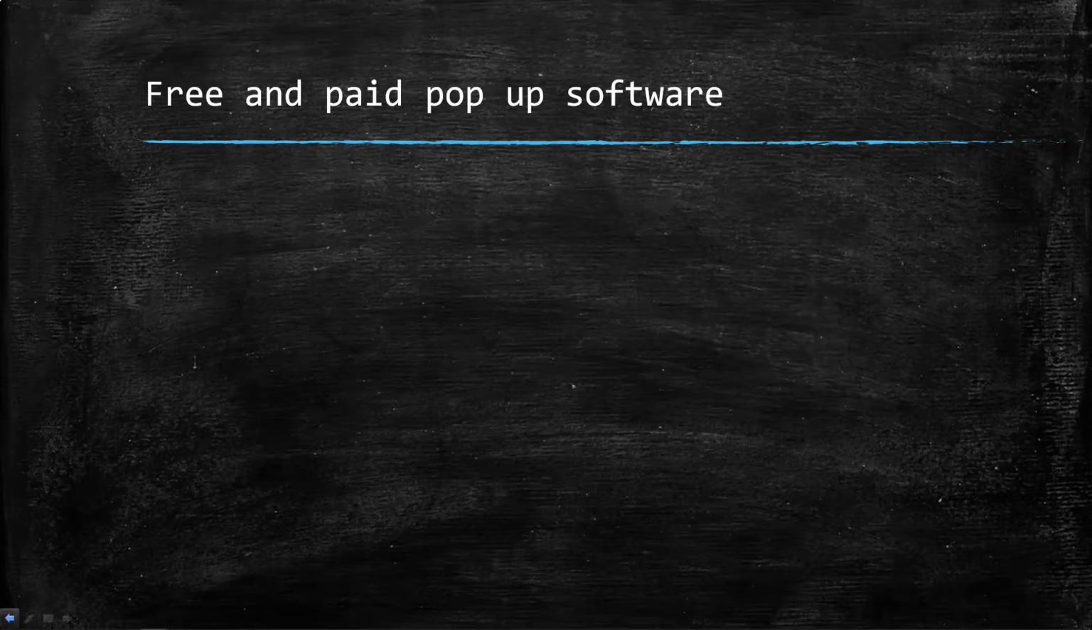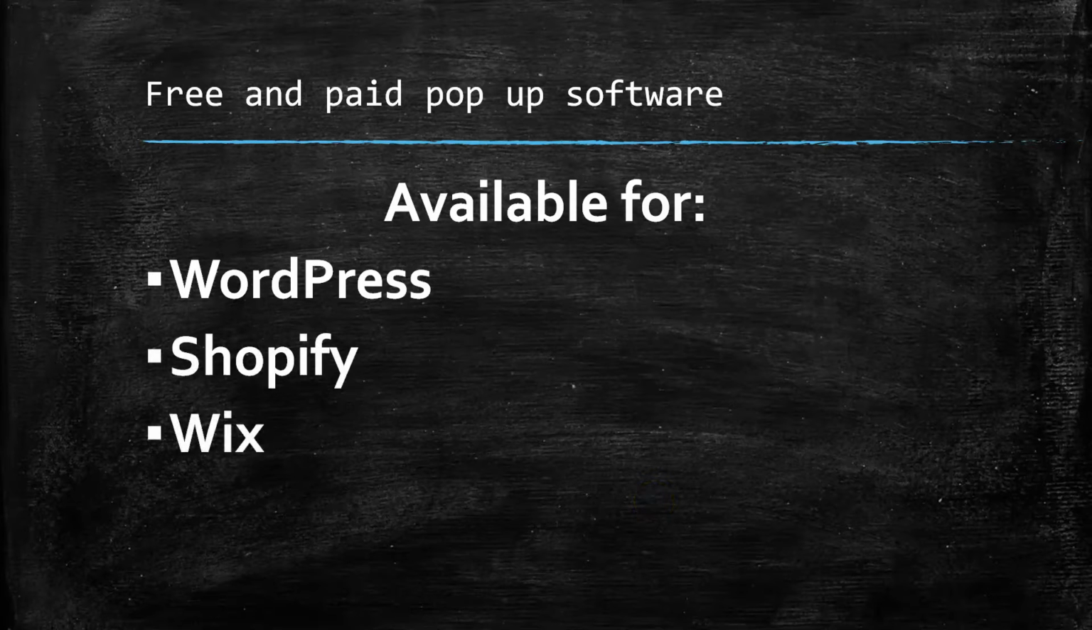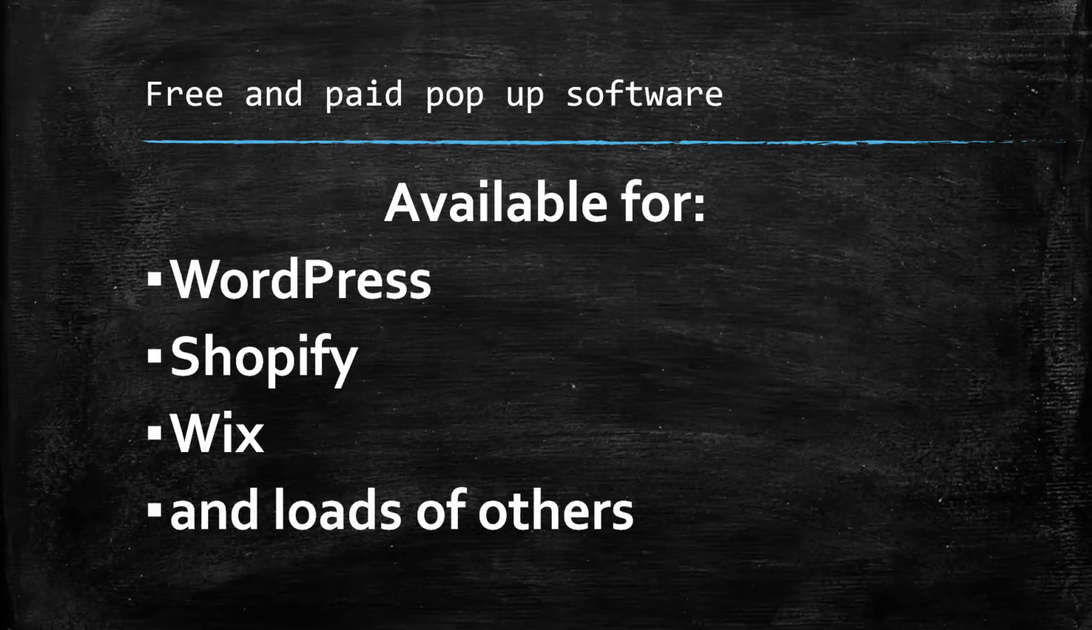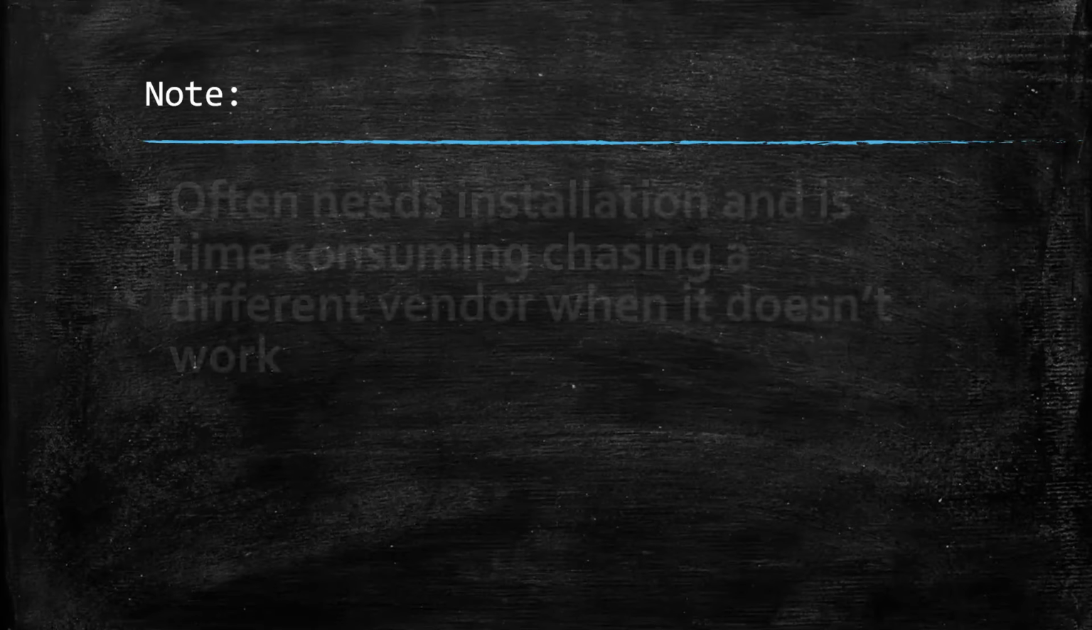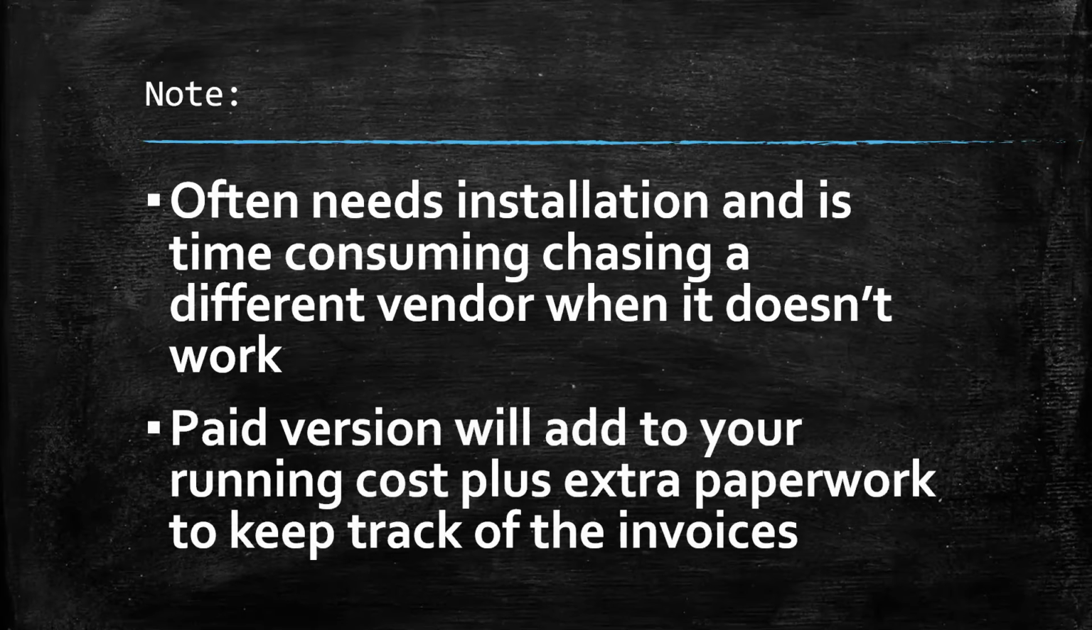We can also break it down further by free and paid pop-up software. These software are available on WordPress, Shopify, even Wix, and many other platforms which I can't list here. There are just too many. So take some notes. Now, often these free ones or even paid ones for these platforms, you need to install it, and it can be time confusing if something goes wrong. Now, the paid version will add to your running costs. Plus, don't forget there's extra paperwork like chasing up on invoices and making good on your payments.